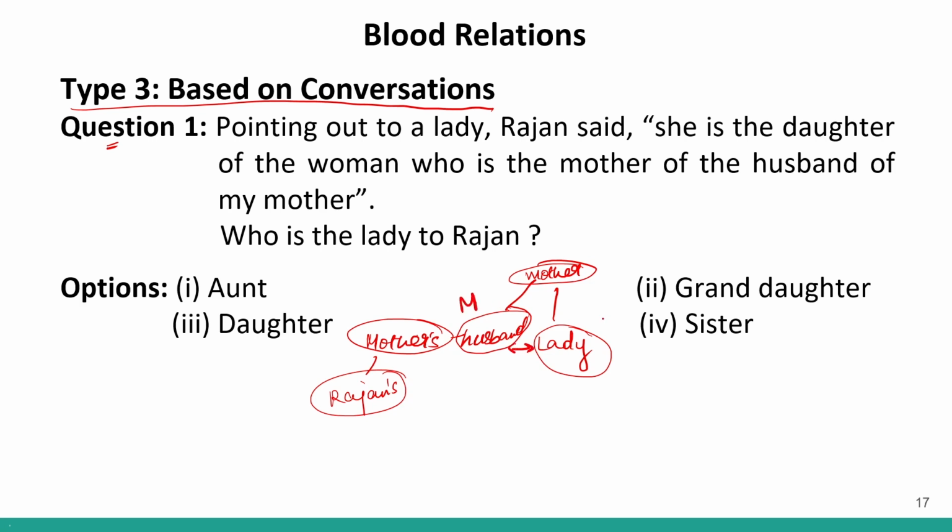Husband is male, the lady would be female. Correct? And mother would be female. Rajan's gender is not known. We have to identify what is the relationship between the lady and Rajan.